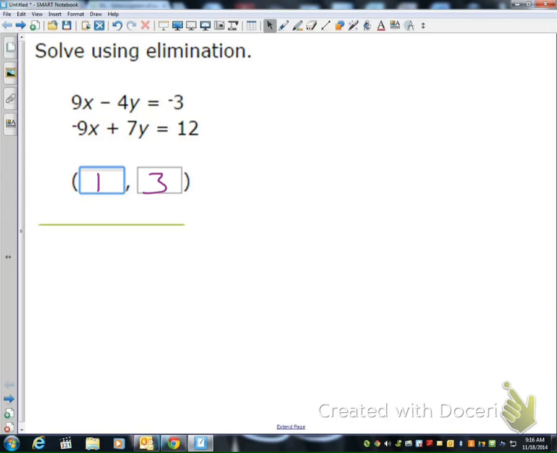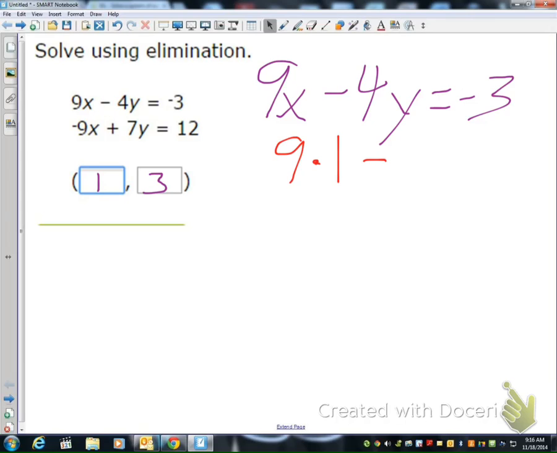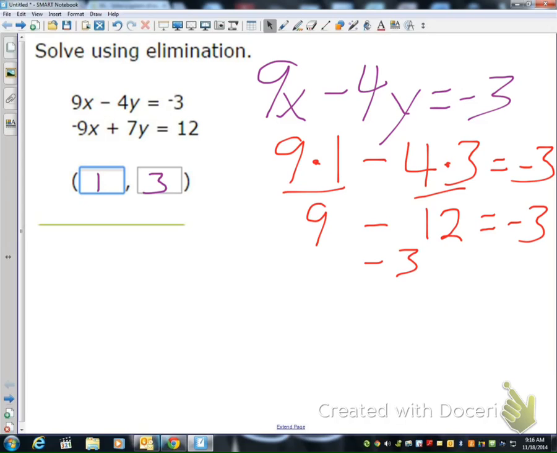So I had x is 1, y is 3, right? I can take my first equation, 9x minus 4y equals negative 3, and replace x with 1, so 9 times 1 minus 4 times 3 should equal negative 3. 9 times 1 is 9, 4 times 3 is 12, and 9 minus 12 is negative 3. So it works for the first equation. And then I can do my second equation, negative 9x plus 7y equals 12.